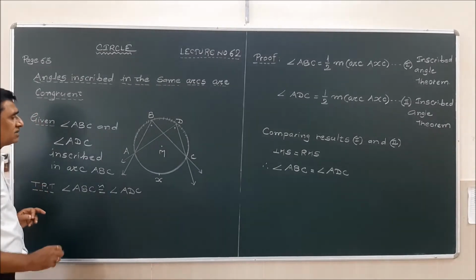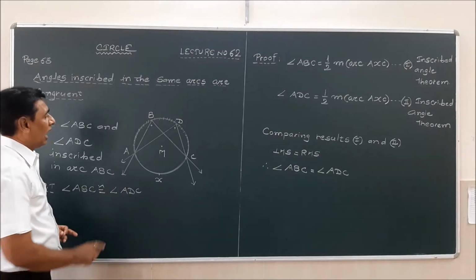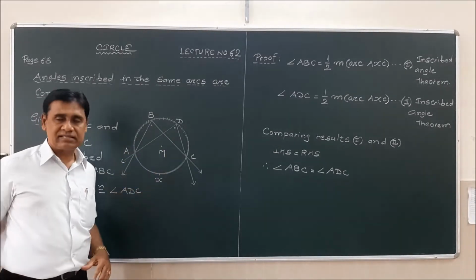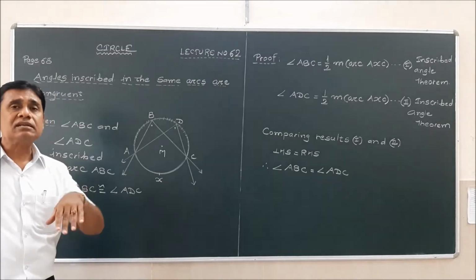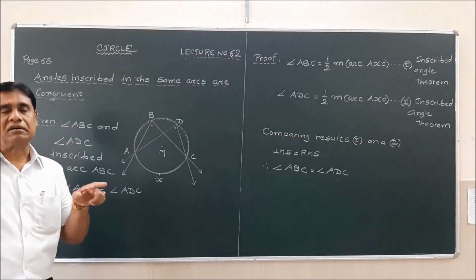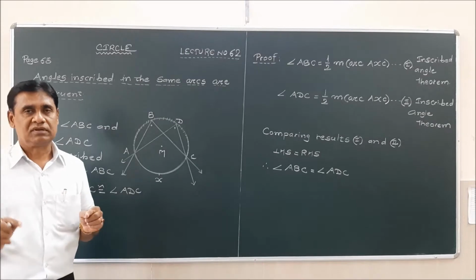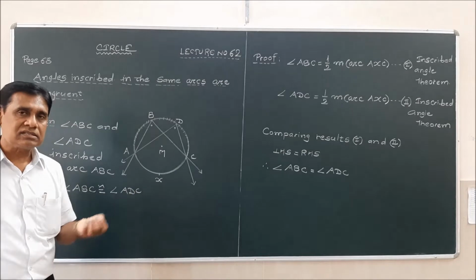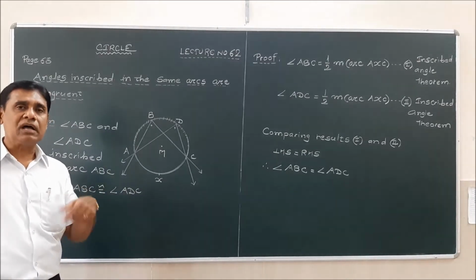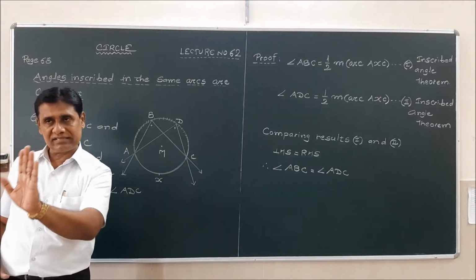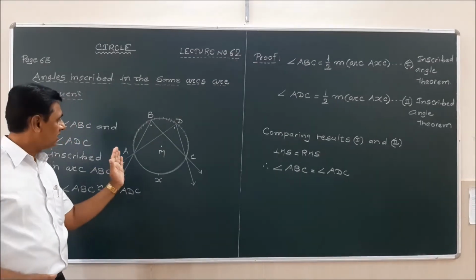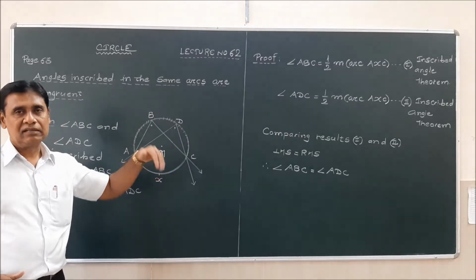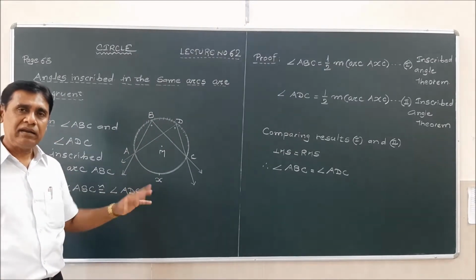Now you will notice, by the inscribed angle theorem, angle ABC is equal to... now arc AXC is called the intercepted arc. Try to understand the difference between these two terms. One is called inscribed, while the other is called intercepted. An intercepted arc is an arc which faces the angle, and an inscribed arc is an arc which covers the angle. That is the difference between inscribed and intercepted.